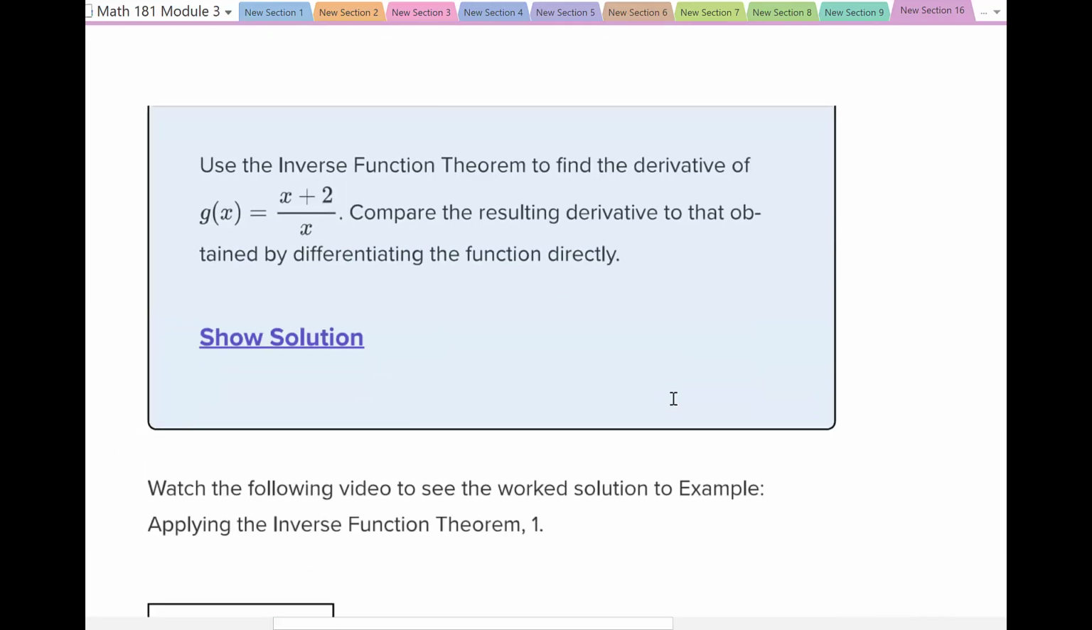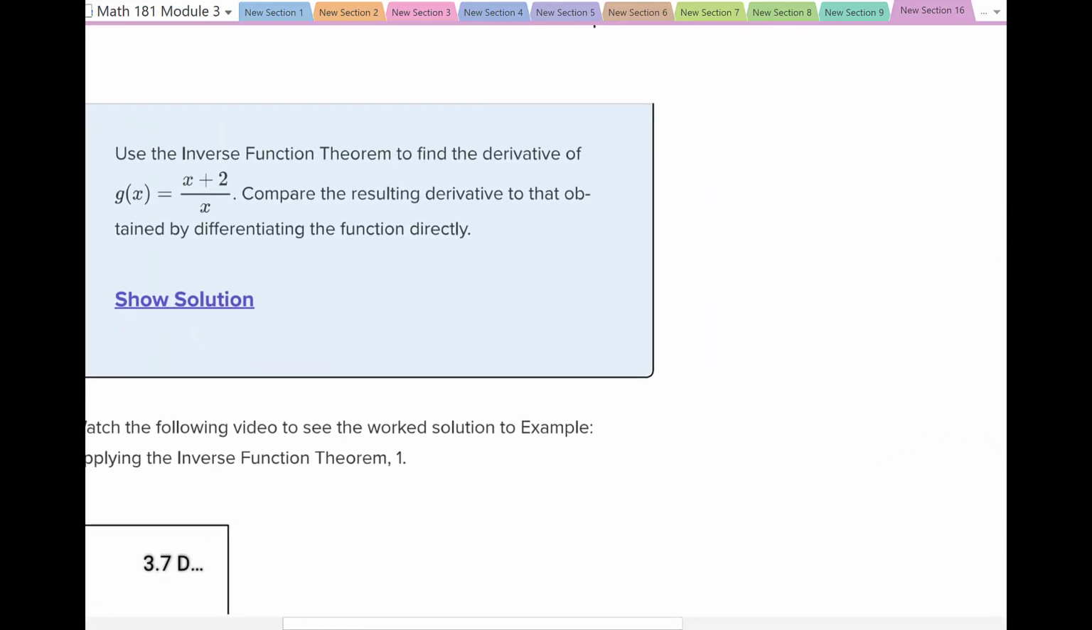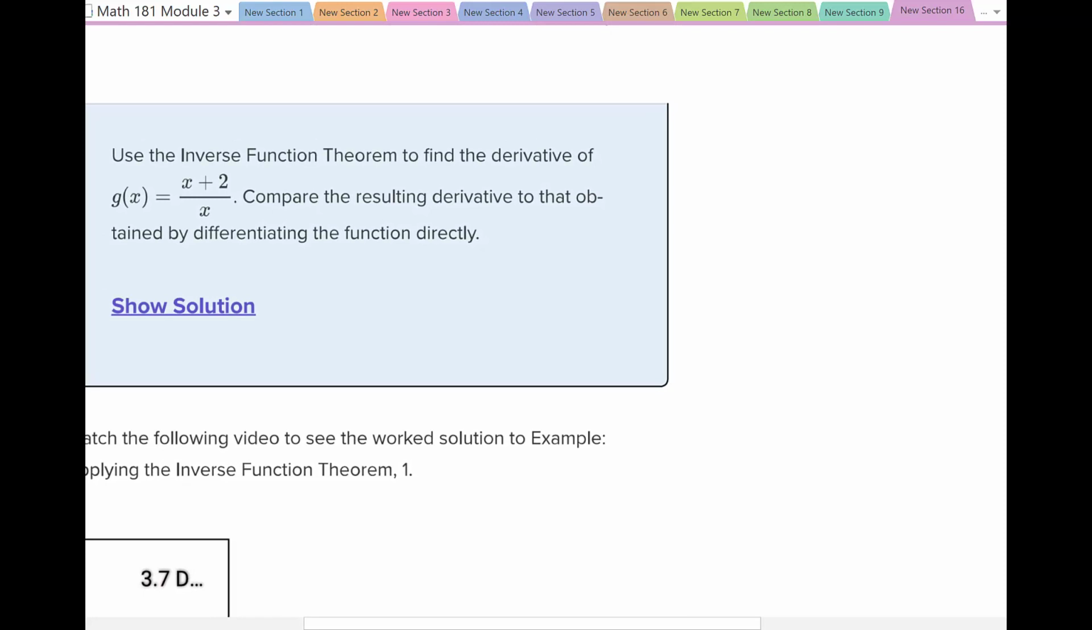So this first one says use the inverse function theorem to find the derivative of g of x equals x plus 2 over x. Compare the resulting derivative to that obtained by differentiating the function directly. So I'm going to scoot this over here a little bit. Now, what is important is to remember how to do an inverse function, and my concern is that many people tend to forget that after they learn it in their Math 126 days. So I'm going to go through it once here to derive the inverse function, but down the road in future problems, for time's sake, I'm going to skip that.